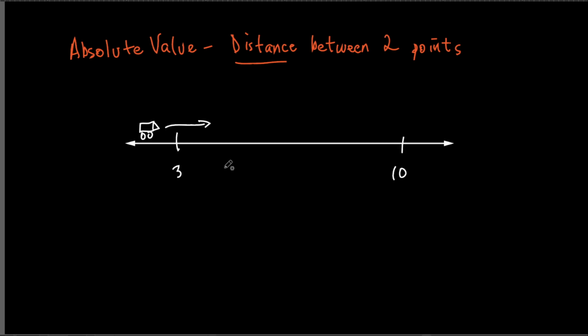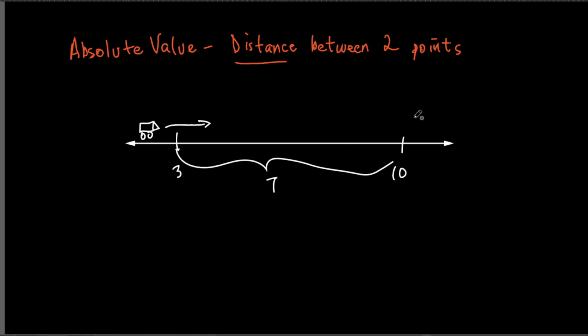Well, that's pretty easy. If I'm at 3 and I've got to get to 10, basically what do you do? You just subtract, right? You just subtract those two numbers. So 10 minus 3 is 7. So the distance between those two points is 7.